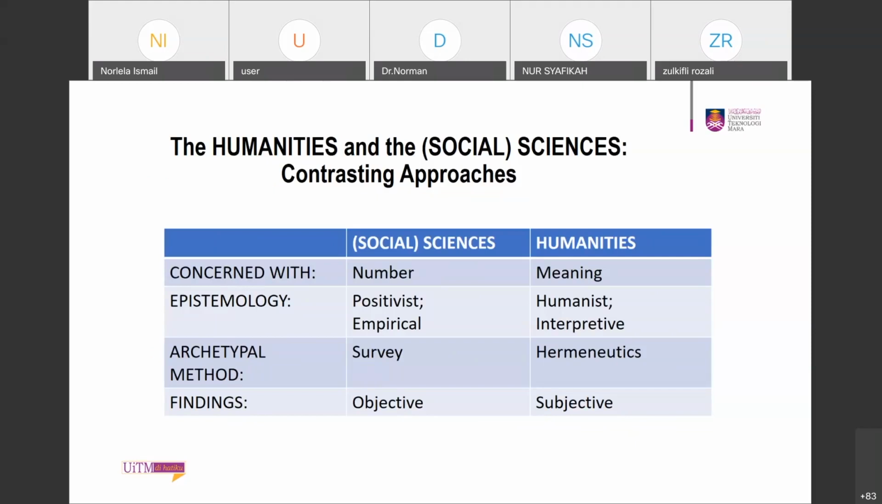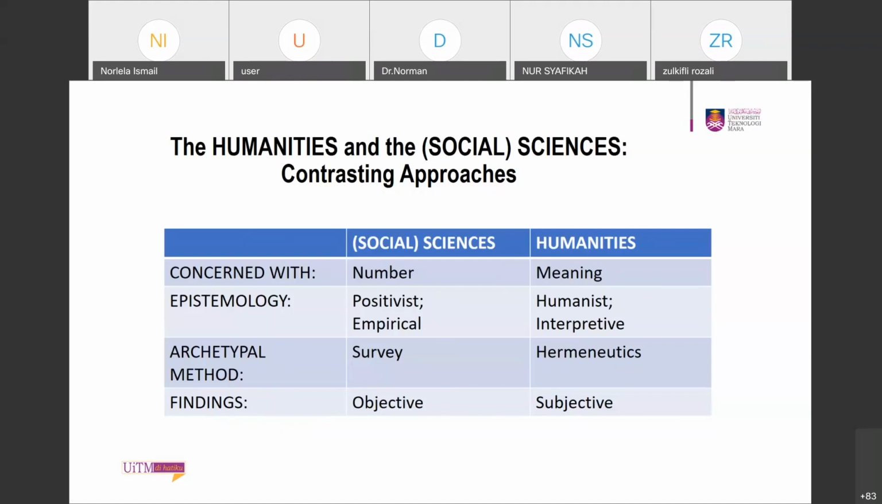between the sciences. This is the social sciences, which use a more scientific approach. And this is a typical humanities approach, concerned with meaning. The epistemology, the study of the nature of knowledge, here is positivist and empirical, while humanities deal with a more humanist, interpretive nature. Some of the methods here: survey, normally used especially in quantitative study, and in the humanities, hermeneutics with other methods of data collection and data analysis, such as textual analysis, historiography, phenomenology, and so forth.